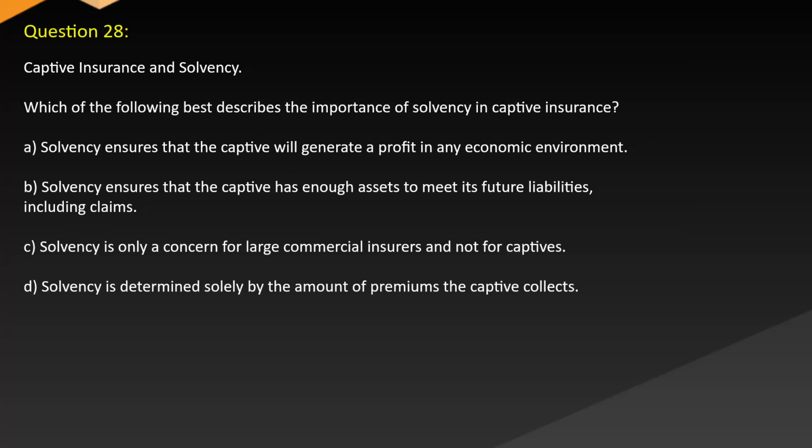Question 28. Captive insurance and solvency. Which of the following best describes the importance of solvency in captive insurance? A. Solvency ensures that the captive will generate a profit in any economic environment. B. Solvency ensures that the captive has enough assets to meet its future liabilities, including claims. C. Solvency is only a concern for large commercial insurers and not for captives. D. Solvency is determined solely by the amount of premiums the captive collects.